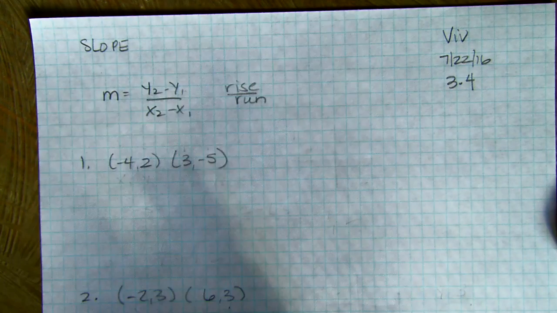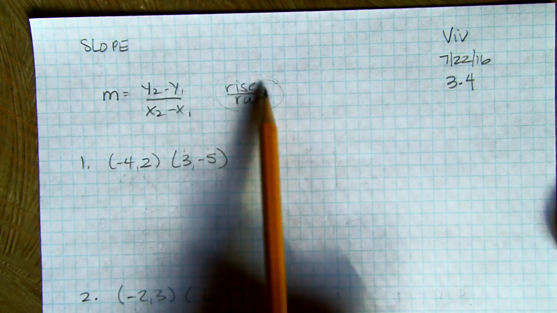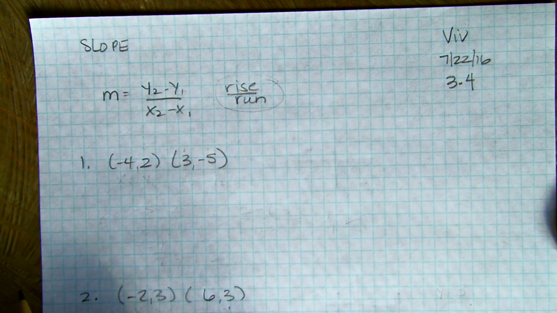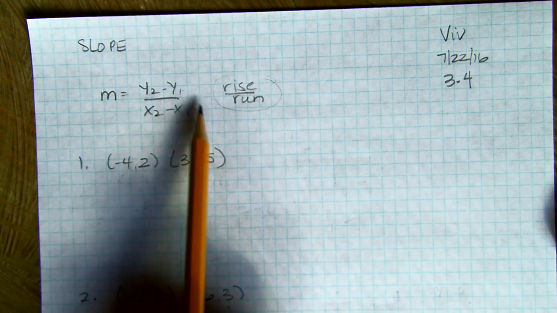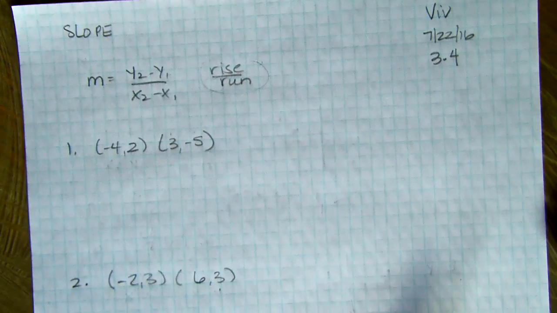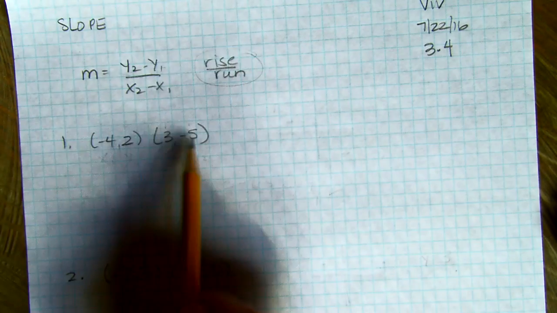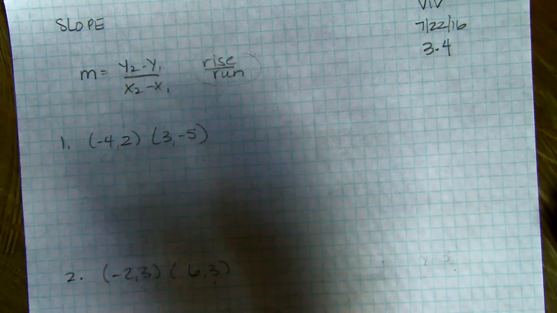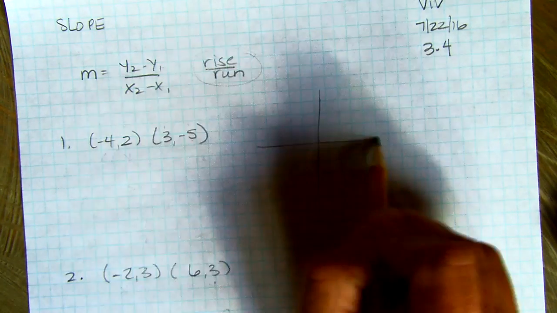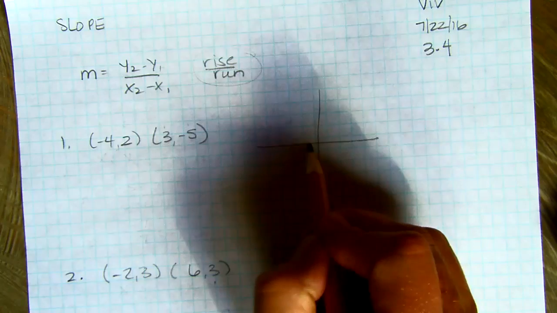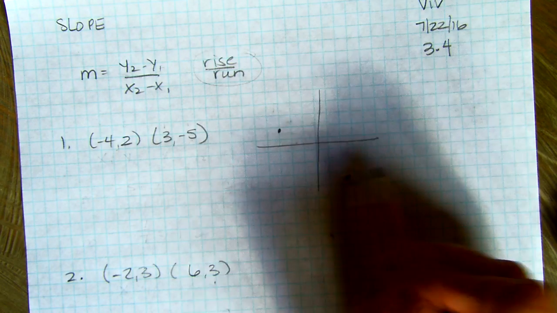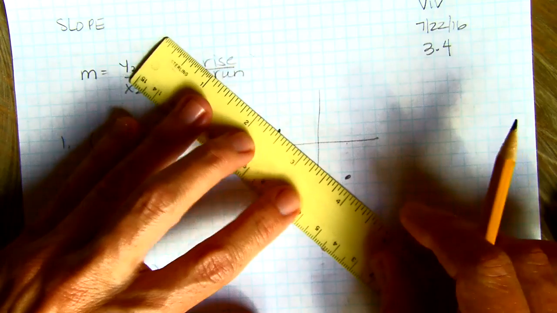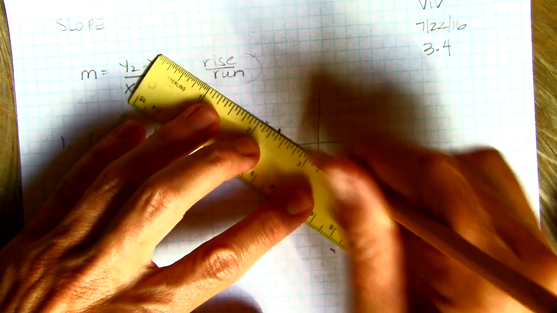So most of us are familiar with the term slope. We commonly refer to rise over run. Well, how do I find the rise? It's the difference in the y values. How do I find the run? It's the difference in the x values. So if I'm given 2 points on a line, I don't need to graph them, but I think it's nice to think about where they are. So (-4, 2) is somewhere over here, and (3, -5) is somewhere over here. So my line kind of looks something like this.